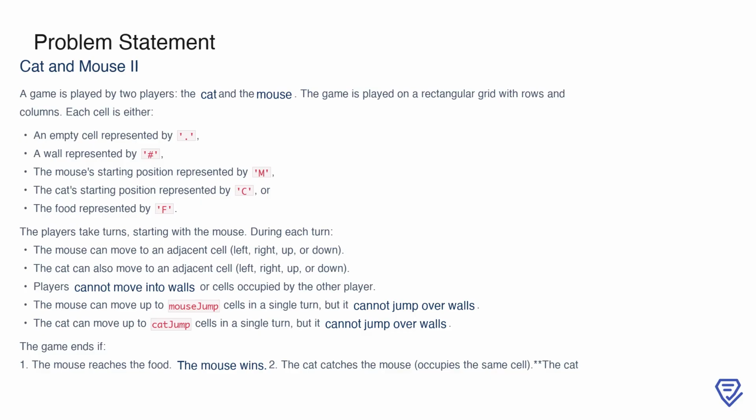On their turn, the mouse and cat can move left, right, up, or down to adjacent cells, but there are specific rules for movement. The mouse has the ability to move up to a certain number of cells, defined by mouse jump, in a single turn, but it cannot jump over walls. Similarly, the cat can move up to cat jump cells in a turn, with the same restriction. The game alternates turns, starting with the mouse, and ends under specific conditions that we'll explore further.